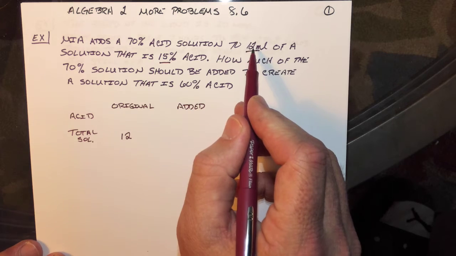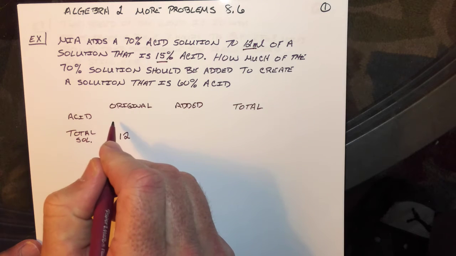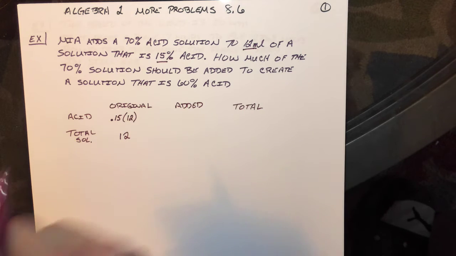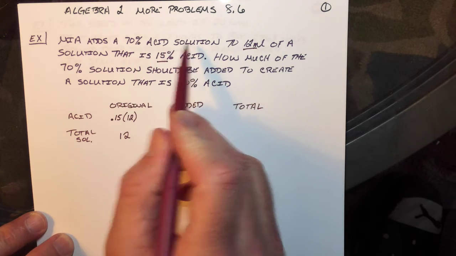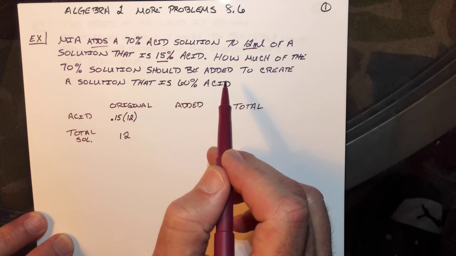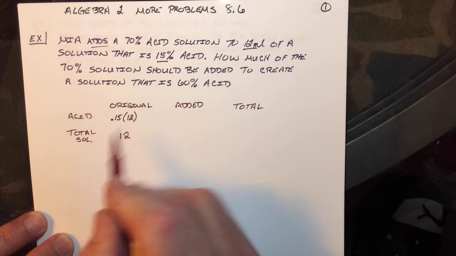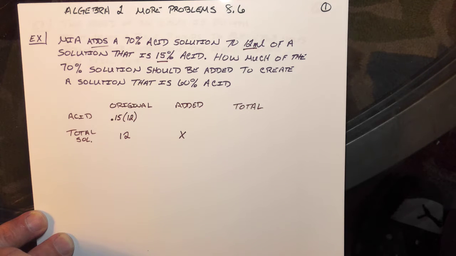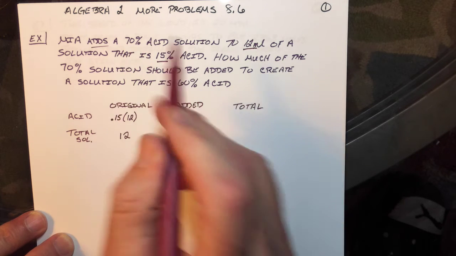So we have 12 milliliters of something. It's acidic. It's 15% acidic. So 0.15 times our 12 milliliters, that tells us how much of it's going to be acid. Okay, so now we're adding a 70% acid solution to it. Keywords right there that I missed. How much of the 70% solution should be added? Well, we don't know. We're asking how much. So how much is being added? This much is being added. How much of what we're adding is acid? 70%.